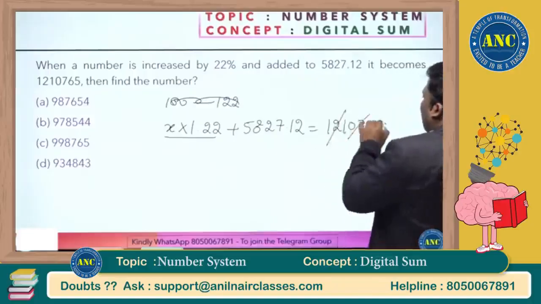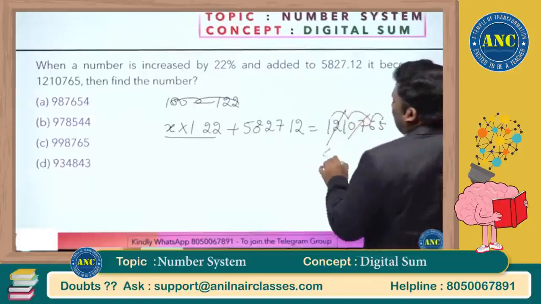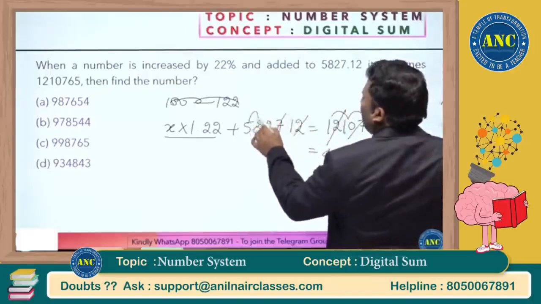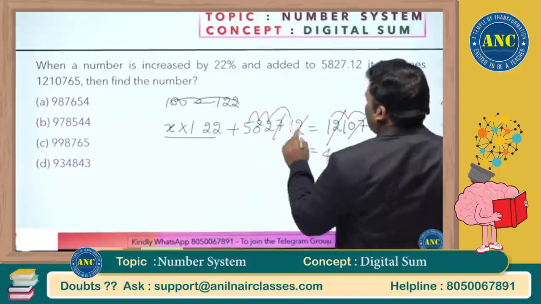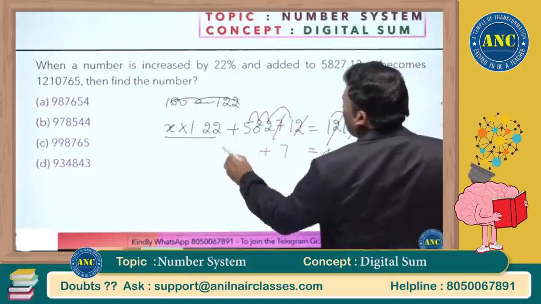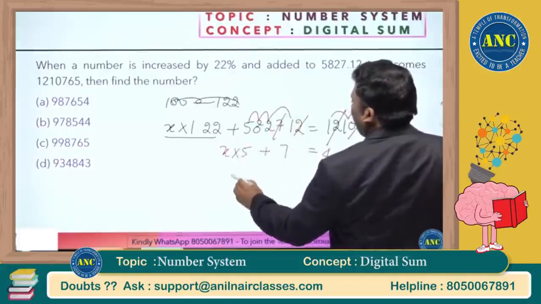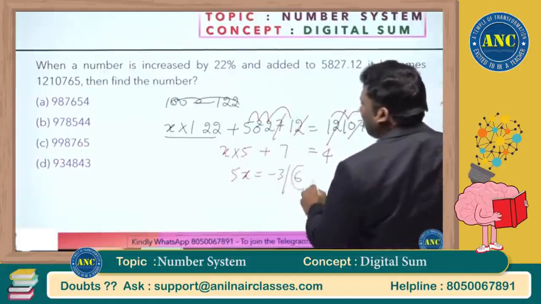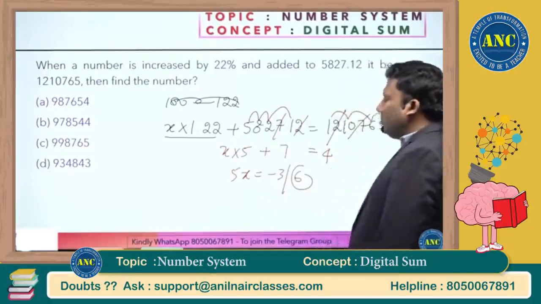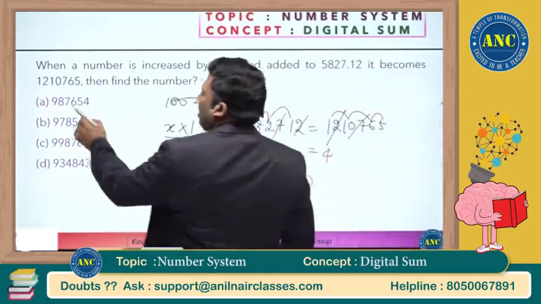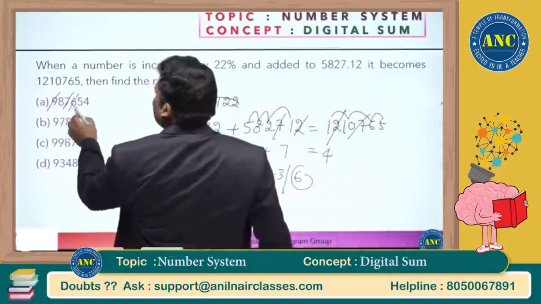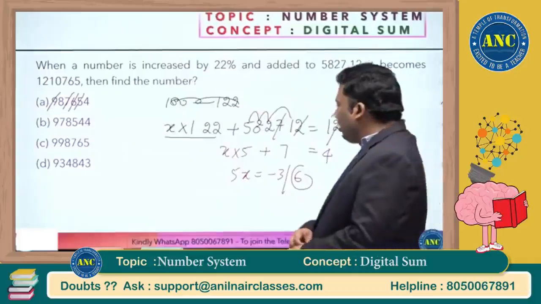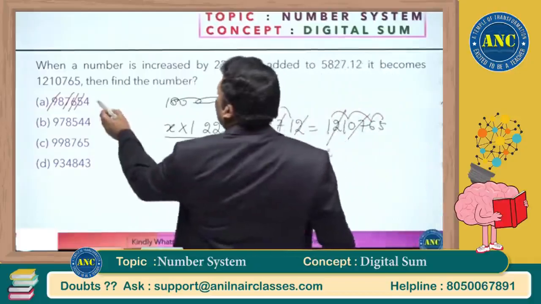7 plus 2, 9 out. 11, 12, 13. 13 is 4. 7 plus 2, 9. 5 plus 8, 13, 15, 16. 16 is 7. Plus x into 1.22, 5x equivalent to minus 3. Minus 3 is 6. Answer, when you multiply by 5, it should give 6. 9 out. 7 plus 6 plus 5 out. 8 plus 4 is 12. 12 is 3. 3 5s are 15. 1 plus 5, 6.